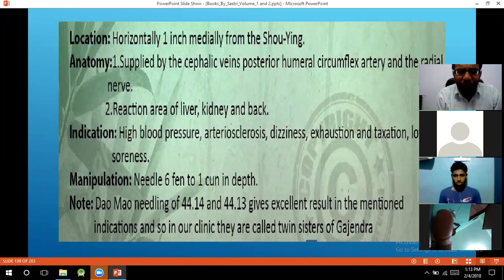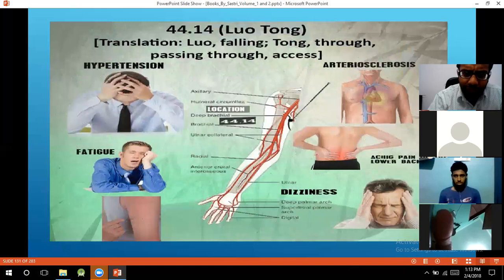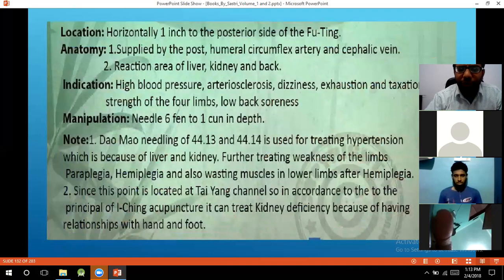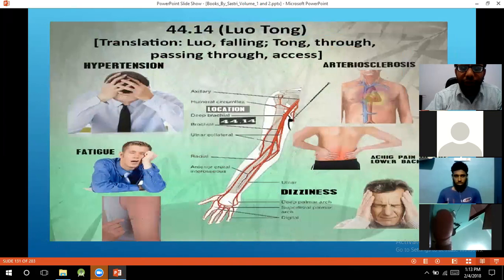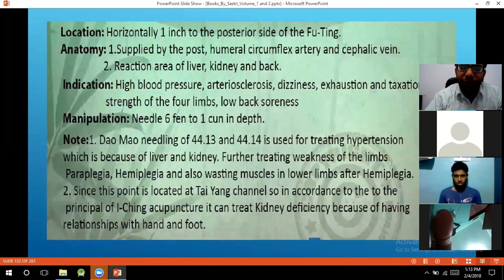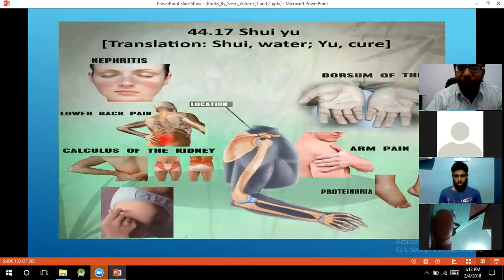Down one kneeling of 44.13 and 13 gives excellent results, as mentioned. 44.14, I already told you, 13, 14 days, it's a very good number combination. Combine it with liver 2, liver 3. Liver 2, liver 3 with 13 and 14 gives a very good combination with hypertension. And sometimes you have to bleed certain points within the helix of the ear. If you combine with these two and bleed the helix of the ear, the BP comes down.